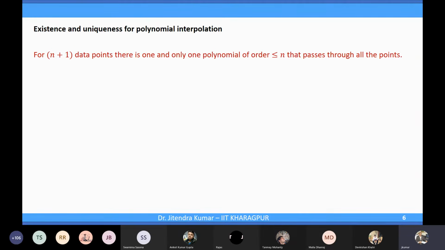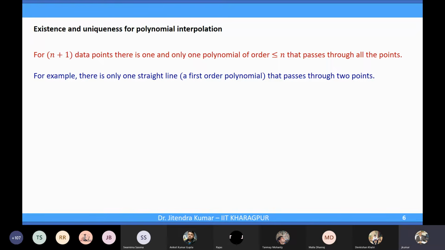So the uniqueness comes when you have a polynomial of order less than or equal to n. So for n plus 1 data points, there is one and only one polynomial of order n that passes through all the points. I think that is clear and we should have this in mind. For example, there is only one straight line that passes through 2 points, as we have discussed. Why it is unique will be clear also from this derivation.